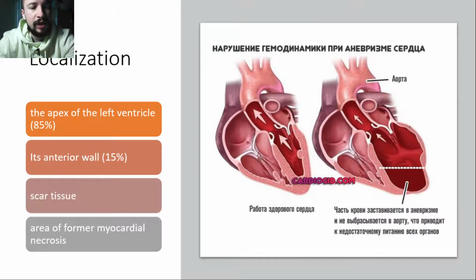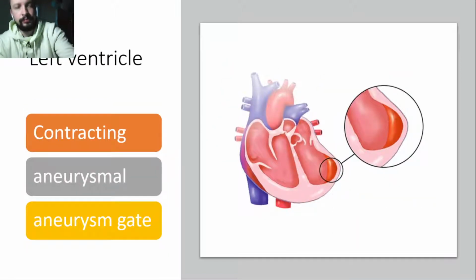Localization: aneurysms are mainly localized in the apex of the left ventricle or on its anterior wall, and occur in place of scar tissue that has grown in the area of former myocardial necrosis. In these cases, functionally, the left ventricle seems to consist of a contracting segment and an aneurysmal non-contracting segment. Between them are the gates of the aneurysm.